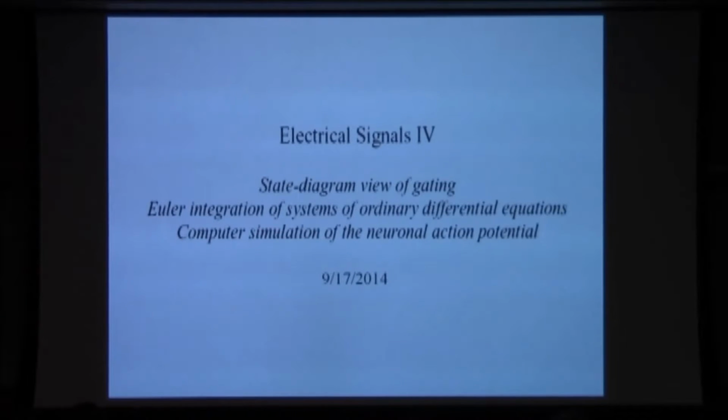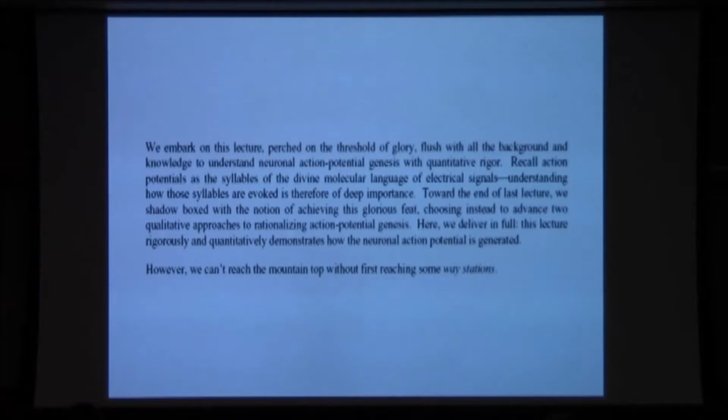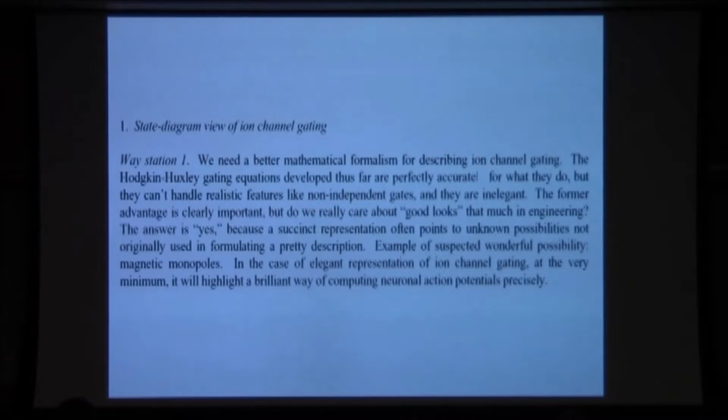And then we'll do a computer simulation of the neuronal action potential. So that's our 3 parts for electrical signals. So, state diagram view of gating.